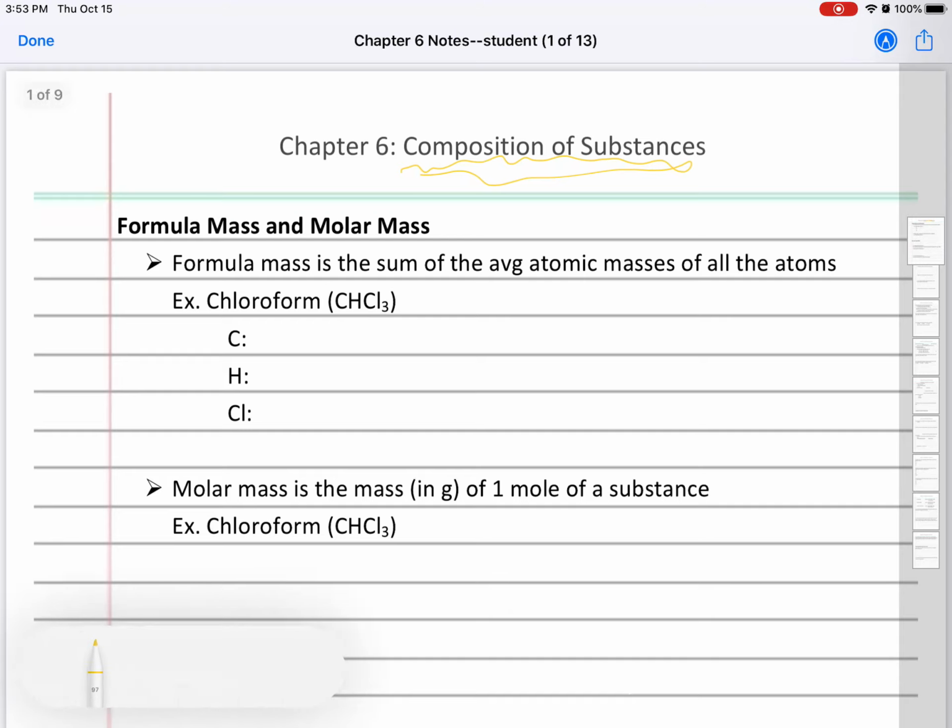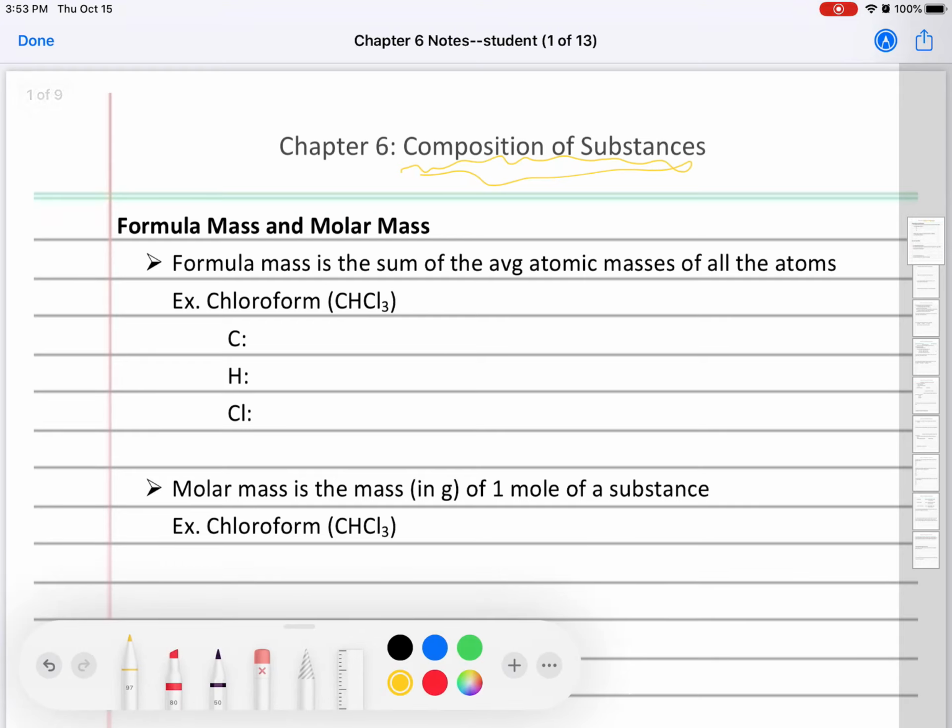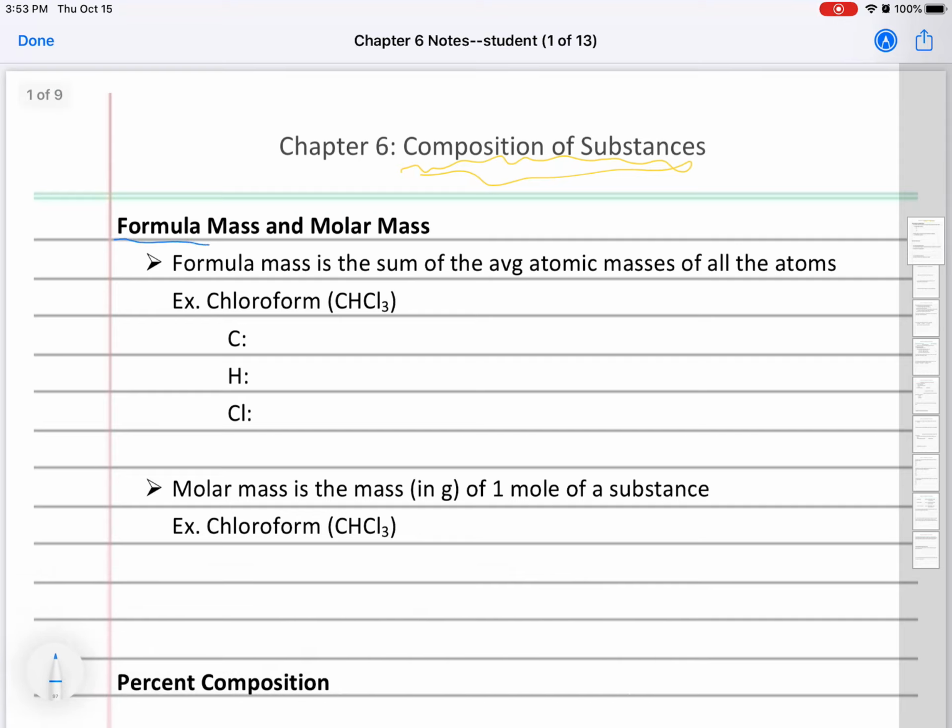So the first thing is actually a little bit of a review or touching on some details, differentiating between formula mass and molar mass. So formula mass is really the mass of one molecule of a formula or one formula unit of an ionic compound. So you should know how to do this. We've talked about it already.